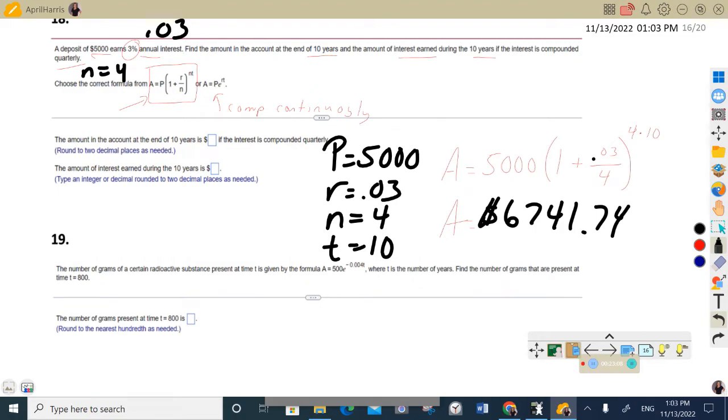Now, that's the amount of money you have after 10 years. How much interest did you earn? The $6,741.74 is the amount in the account. That's A. To find the interest, you take the $6,741 and subtract off what you invested. So you subtract off $5,000. That's going to leave you with $1,741 and 74 cents. So that's the interest earned.